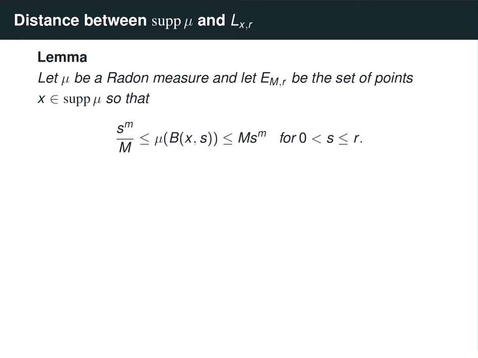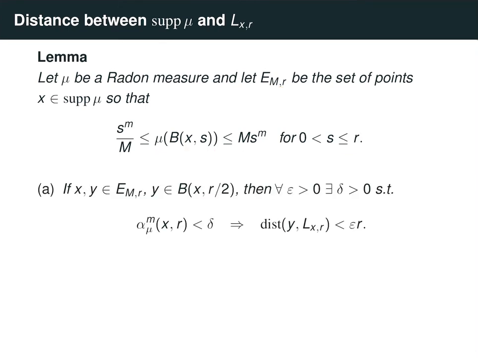The points inside the support of our measure that we'll consider, we'll call them E_{m,r}. So given a large number m and some radius r, this denotes the set of points x in the support such that for all radii s between 0 and r, the mu measure of the ball centered at x of radius s is at most m times s^m and is at least s^m divided by m. So in other words, these are the points where our measure is scaling almost like m-dimensional Lebesgue measure.